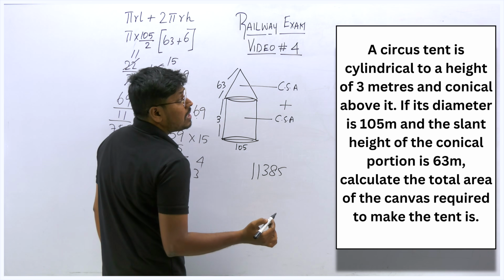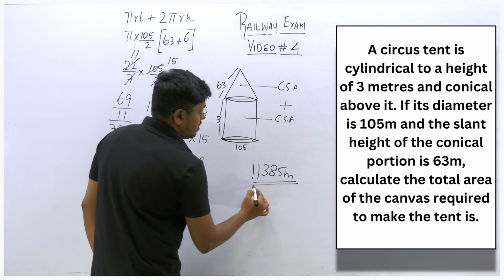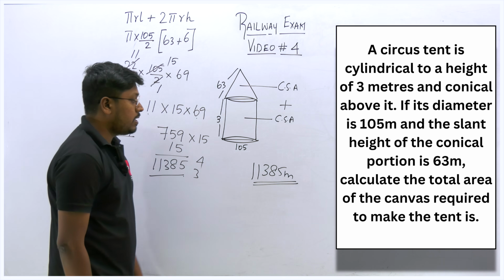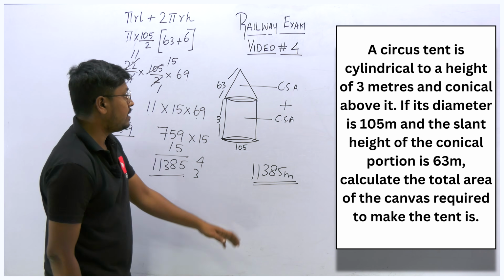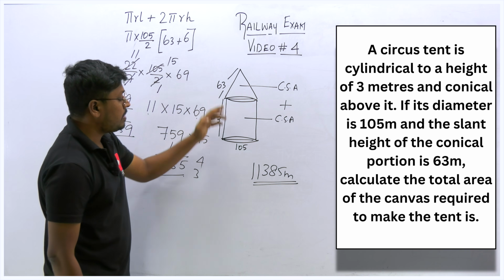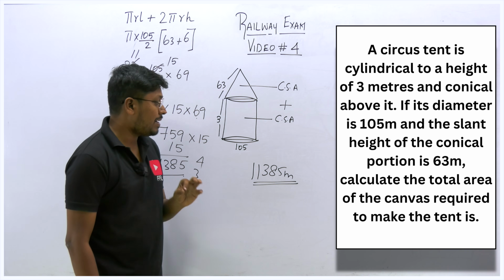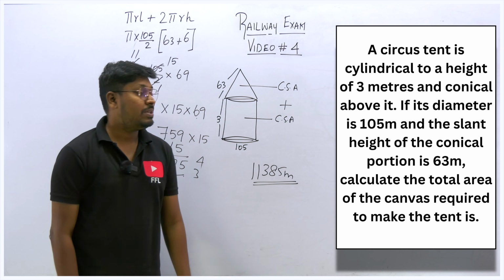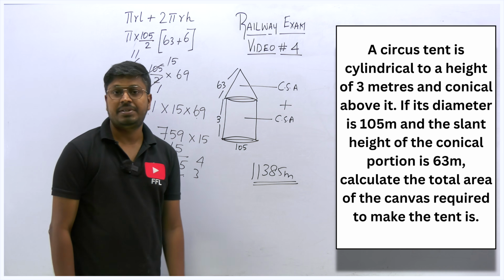And all the values are in meter. So the area, that is the canvas required to make a circus tent, if it should be in this shape, then the total area required will be 11385 meter. So this will be the answer for this question, right?